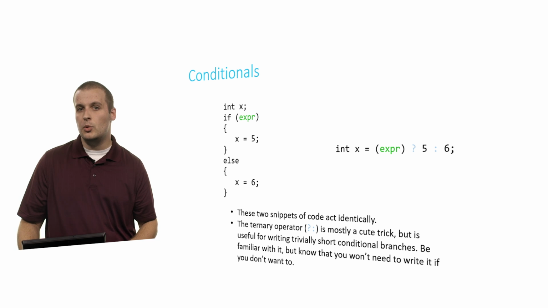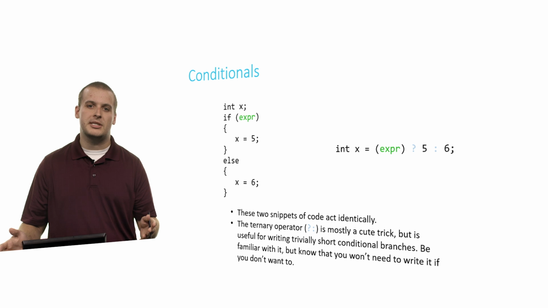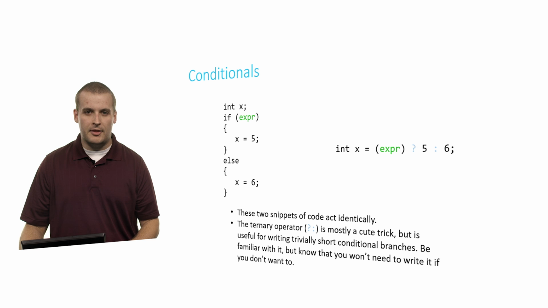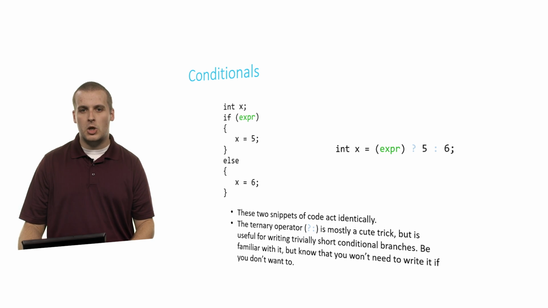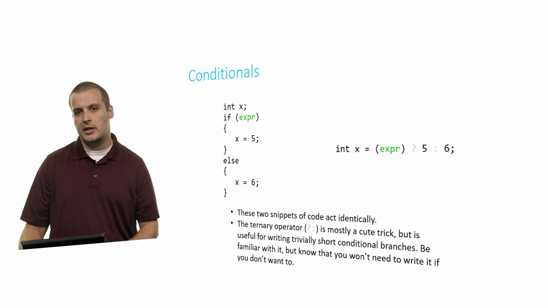If some Boolean expression is true, assign x the value 5. Otherwise, assign x the value 6. That on the left should probably be pretty familiar from our discussion of if-else just a moment ago. Would you be surprised to know that the line on the right does the exact same thing? So this is called question mark colon, or sometimes called the ternary operator. And it's pretty cool. It's usually used as a cute trick. But what it allows you to do is to simulate an if-else with really small, really trivially short conditional branches.